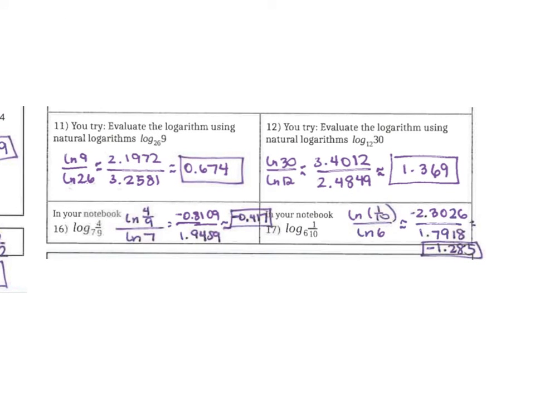So here are the answers for number 11, 12, 16, and 17. So for number 11, you would get 0.674. Number 12, you get 1.369. Number 16, you get negative 0.417. And number 17, you get negative 1.285. So it is possible to get negative values on these, and that's totally fine.